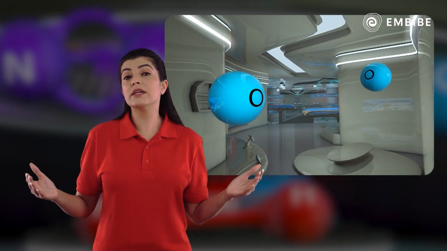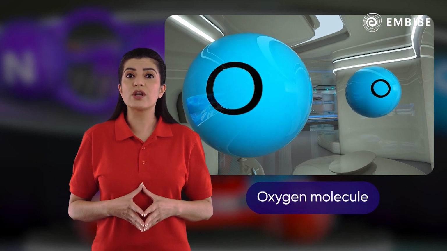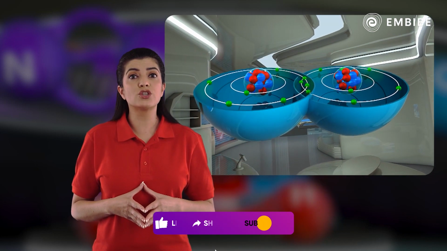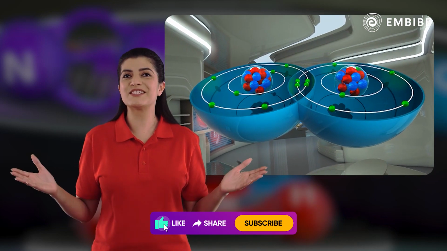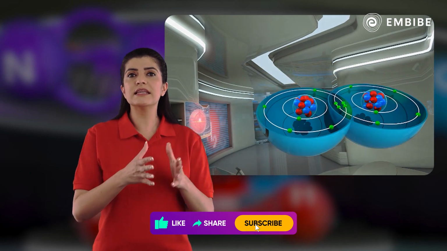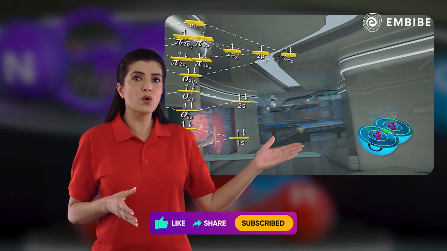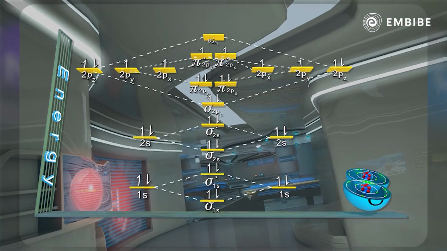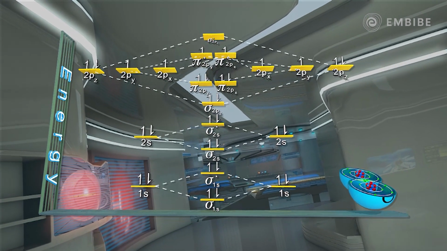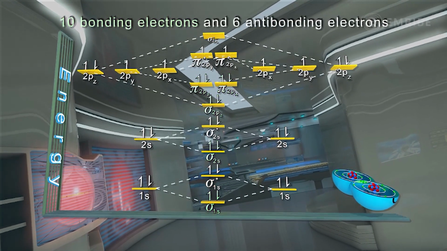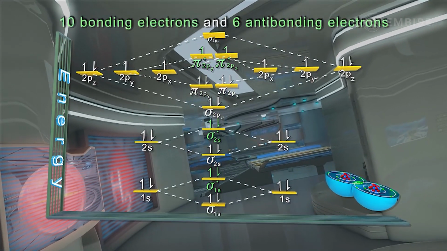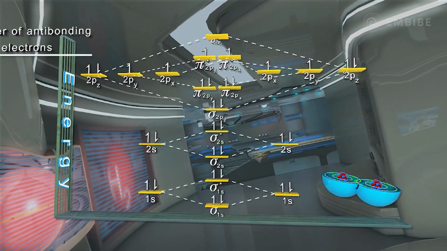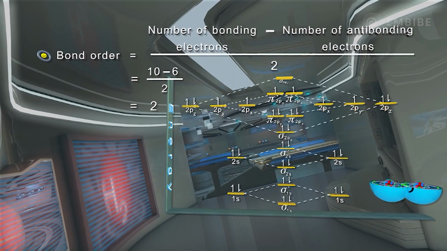What will happen to molecules such as oxygen, which have more than one electron pair shared between their atoms? Let's find out. The resulting molecular orbital diagram of O2 is as shown. Here we can see that there are 10 bonding electrons and 6 anti-bonding electrons in the molecular orbital diagram and the bond order works out to be 2.